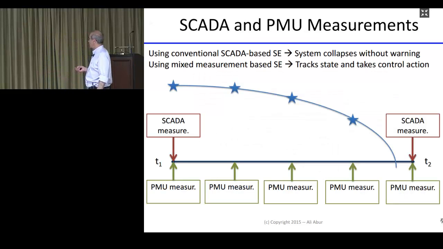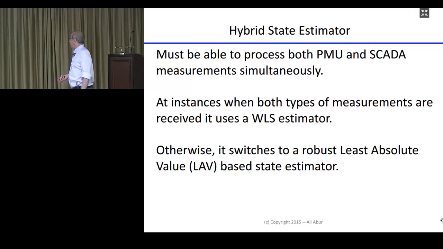So here's an example. For instance, if there's a voltage collapse which goes down like this, and these are the SCADA measurements, and in between you have PMU measurements. It is quite possible that by the next SCADA scan, it's too late to do anything. But instead, if we can somehow manage to track this by these phasor measurements, then we might be able to correct the situation. So we suggested to do this.